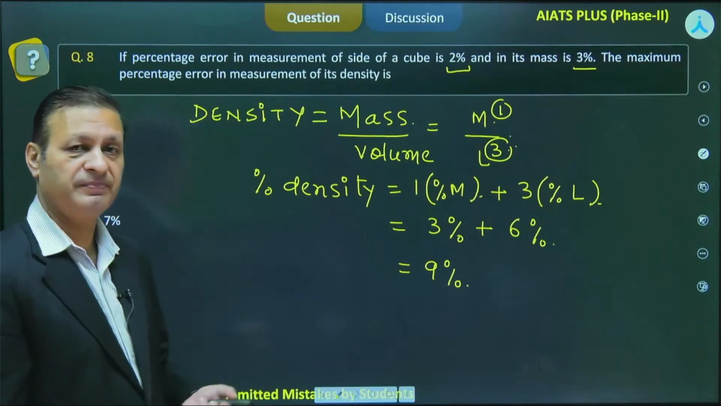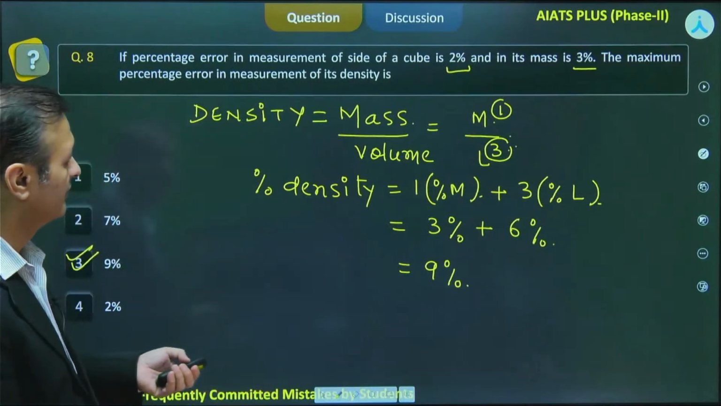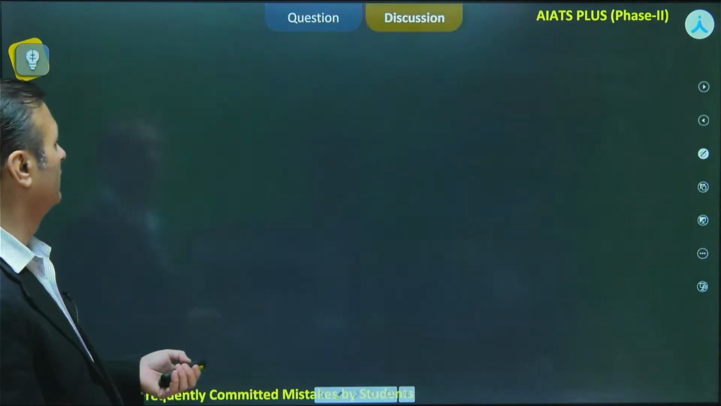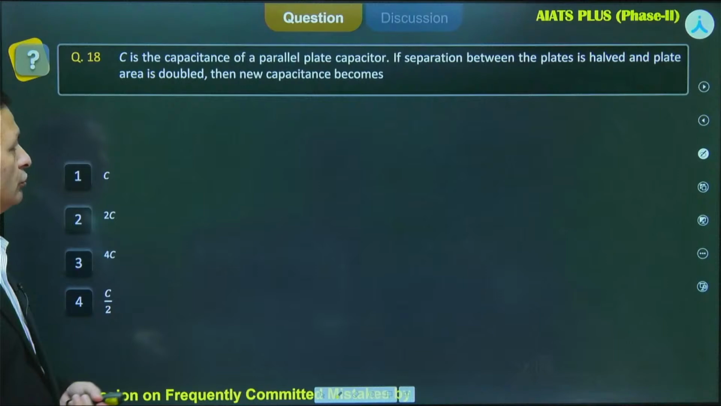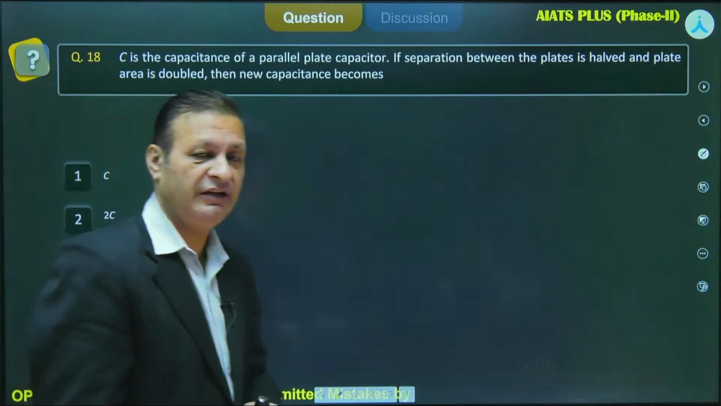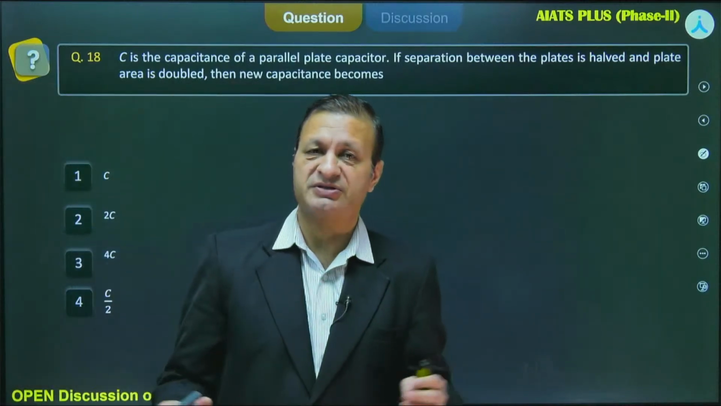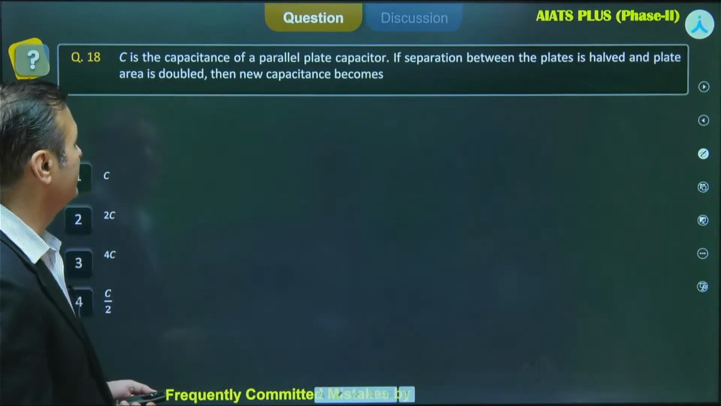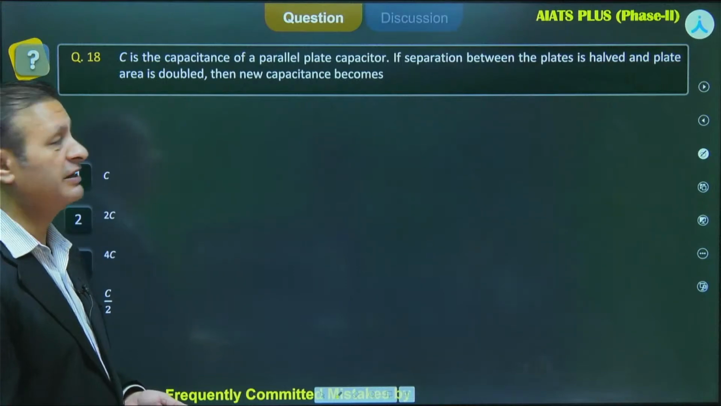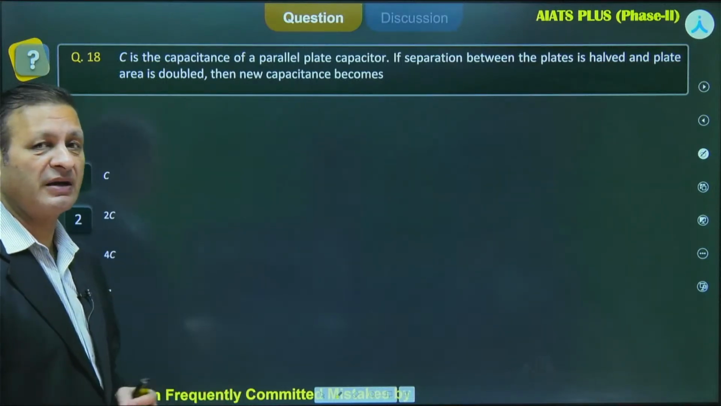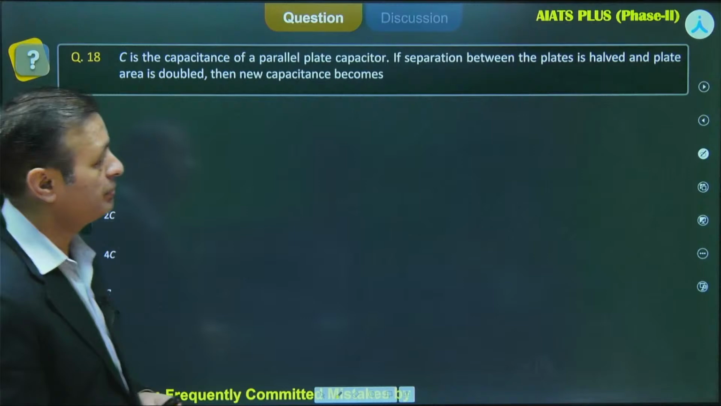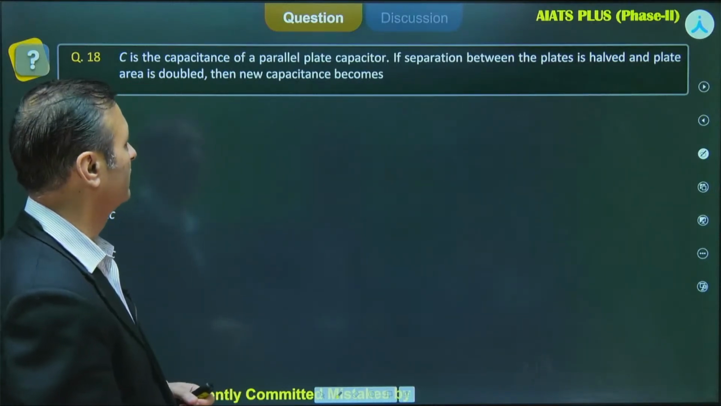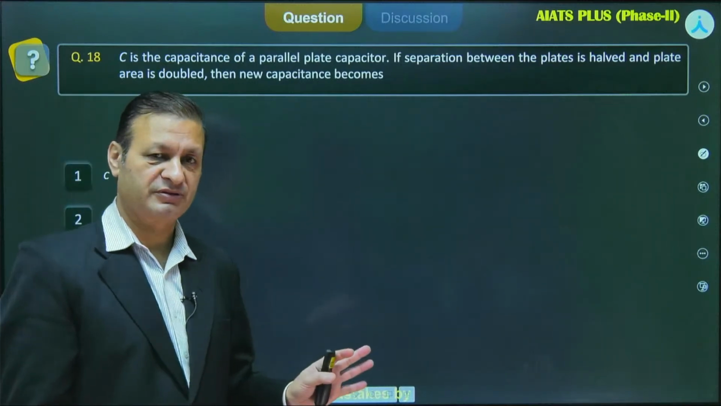Shall we? Fine. So I'm moving ahead. The next question is again from a very interesting area, that is the capacitor part. What it says: C is the capacitance of a parallel plate capacitor. So we have a parallel plate capacitor. If the separation between the plates is halved and the plate area is doubled, then the new capacitance becomes.